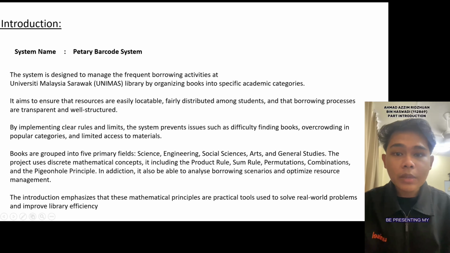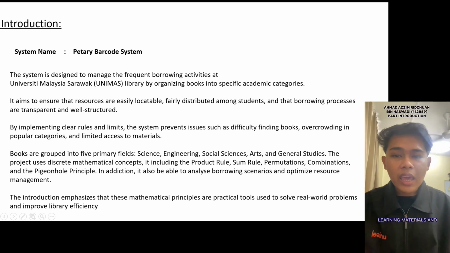Today I will present my part, which is the introduction. Libraries are very important in a university. They help students get knowledge, learning materials, and academic references. At University Malaysia Sarawak, or UNIMAS, the library is one of the most used places by students. Students go to the library to borrow books, do assignments, and prepare for tests and exams.